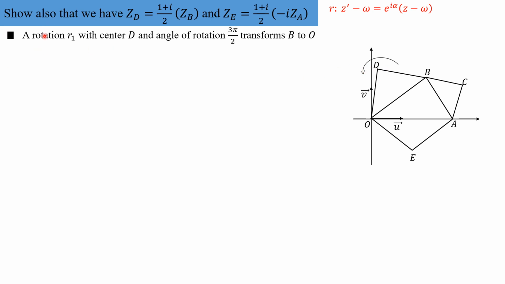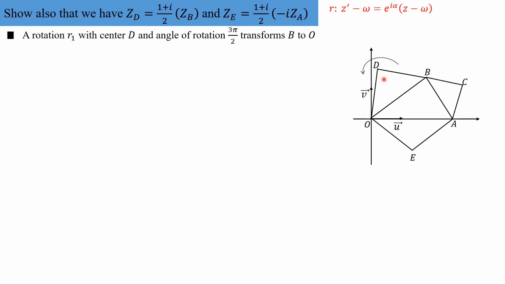Alright, so I can call a rotation R1. The center of the rotation is D and the angle of the rotation is 3 pi ln 2, transforming the point B to the point O. Now how did I get this? It is my decision. I have decided to consider just the triangle OBD, and I am taking the point B to the point O, and the center of my transformation is D. Now it is a rotation.